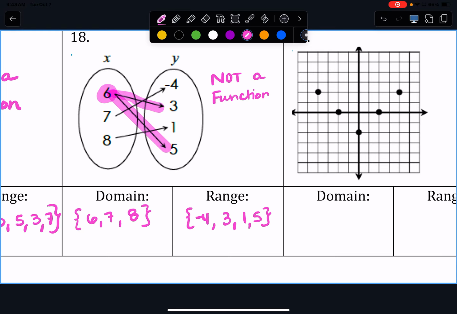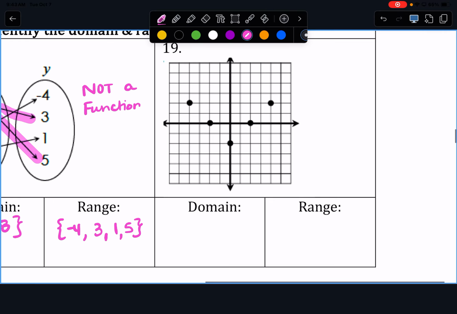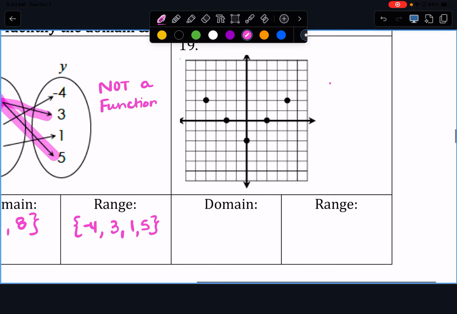All right. For 19, is that a function? Yes, it is a function. Why is it a function? It passes the vertical line test. It only ever intersects one time.